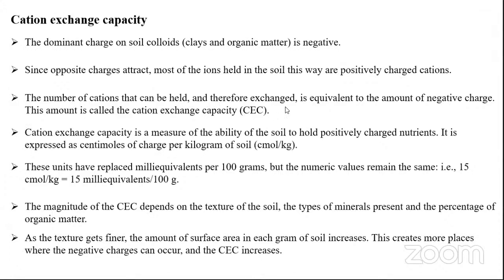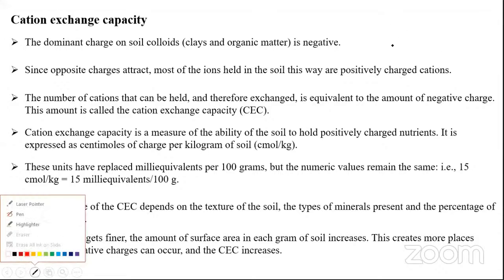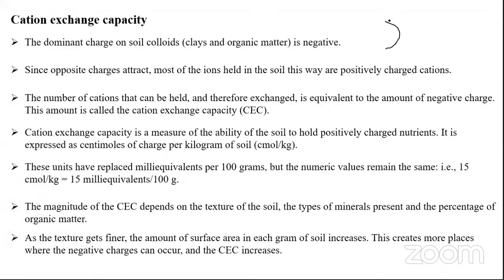So the number of cations that are held is therefore exchangeable. For example, this is a clay particle. Naturally, clay particles are negatively charged, and a nutrient, say calcium, which is a very familiar nutrient, is positively charged. So this will be attracted to the clay particle, and in exchange, it will release some H plus ions.